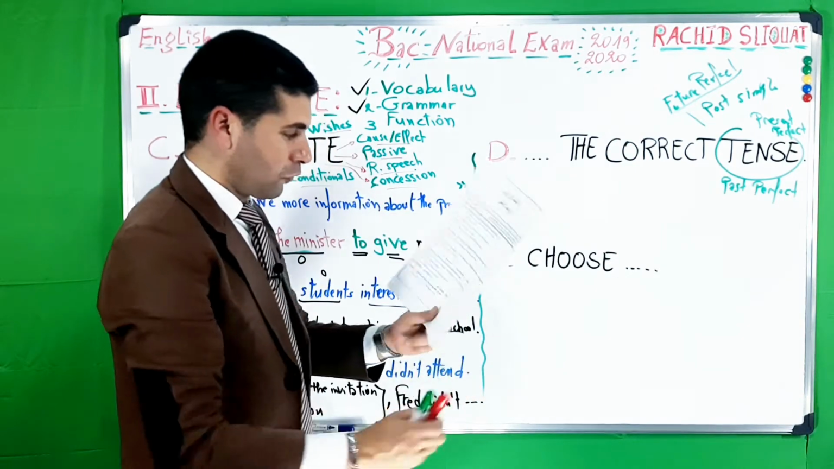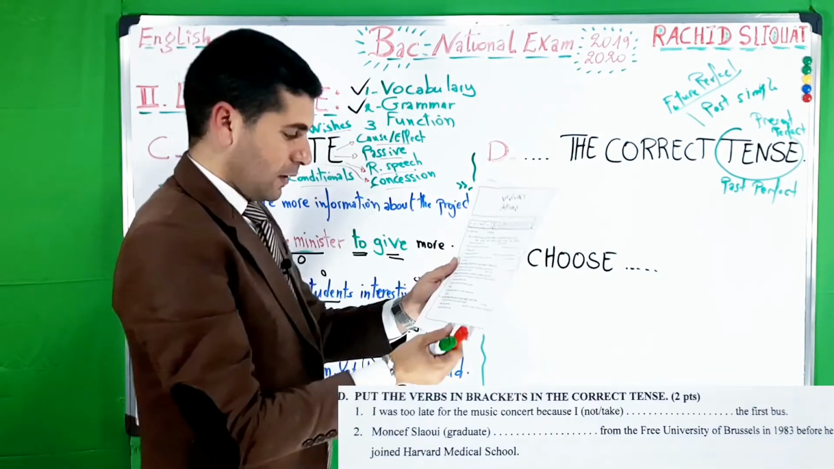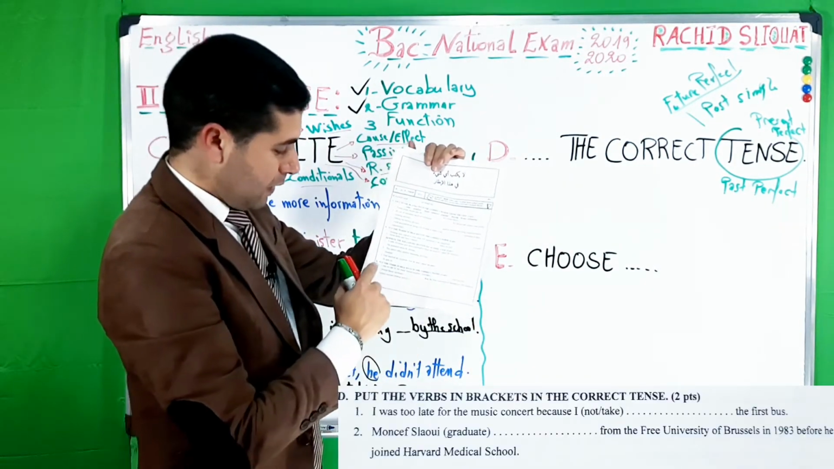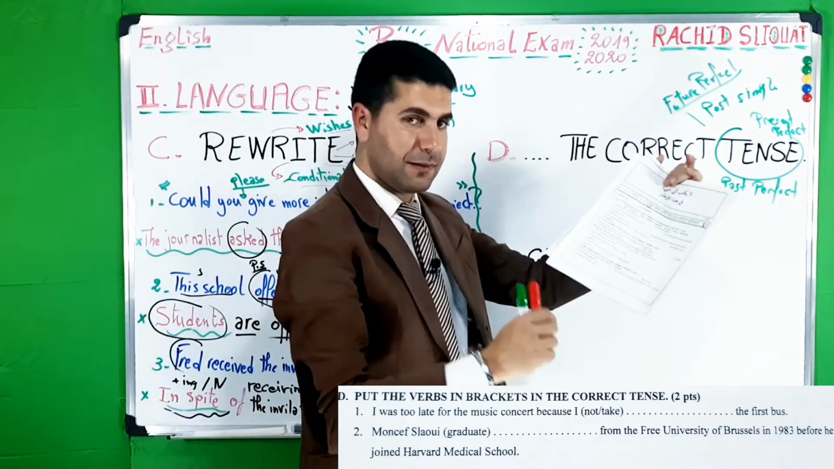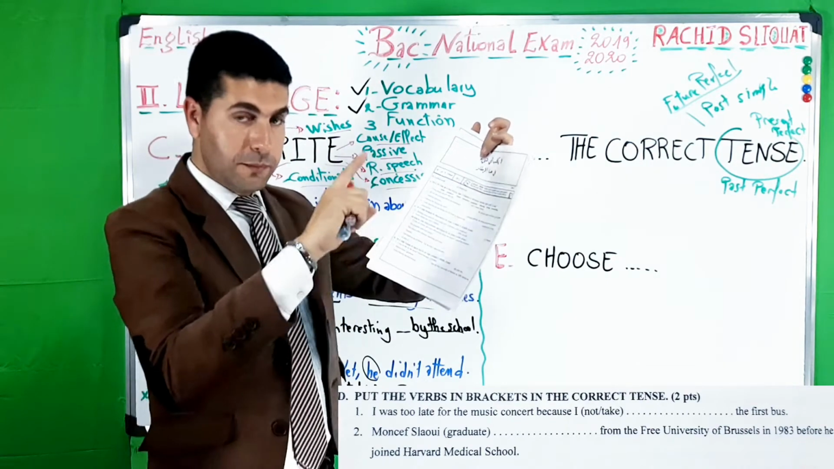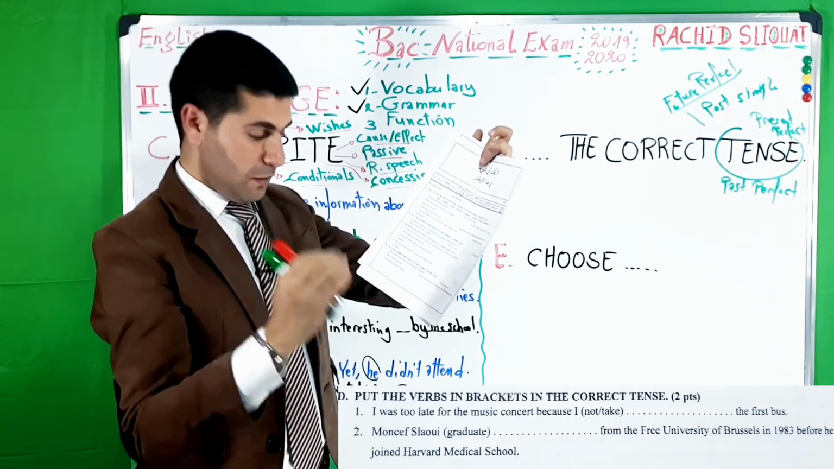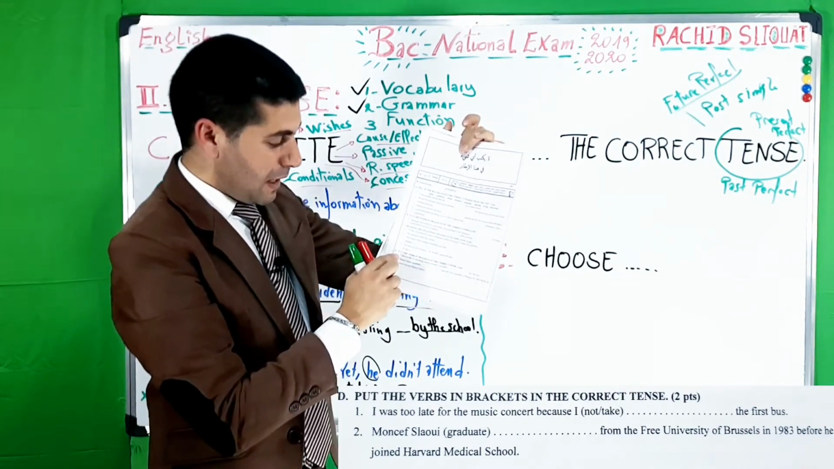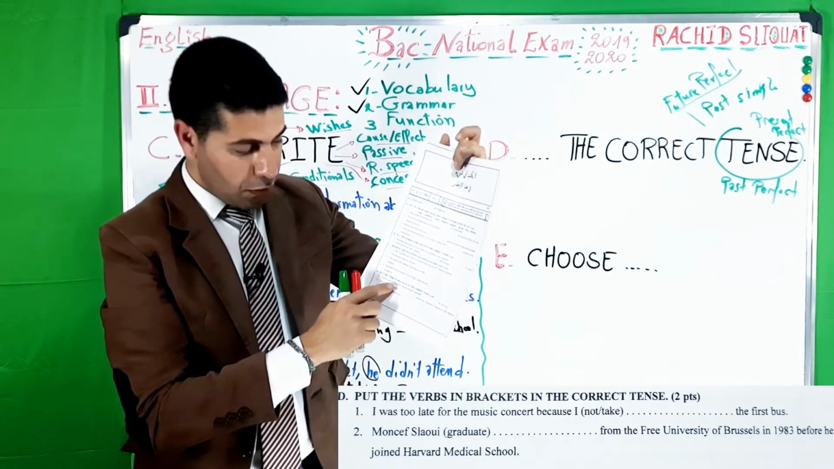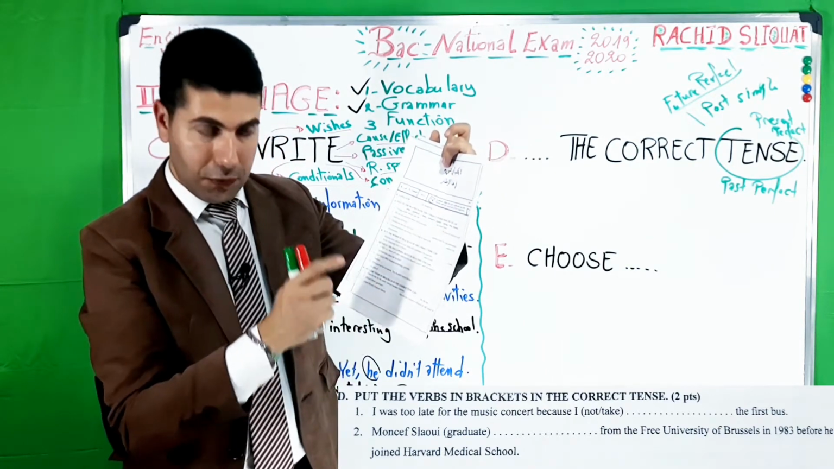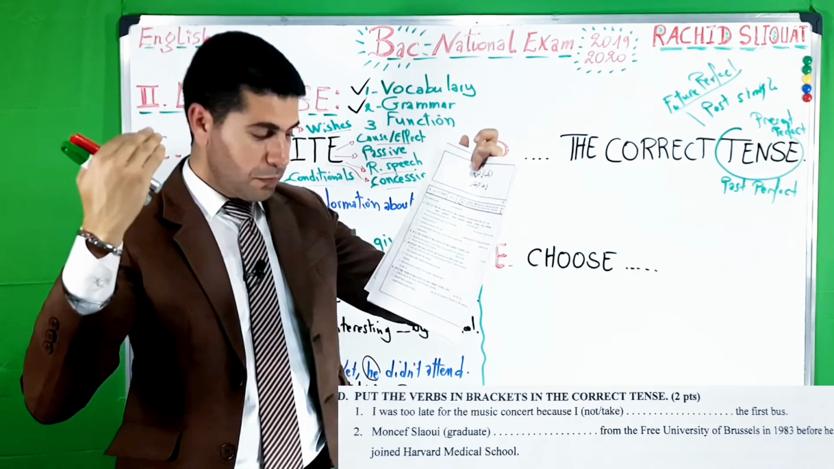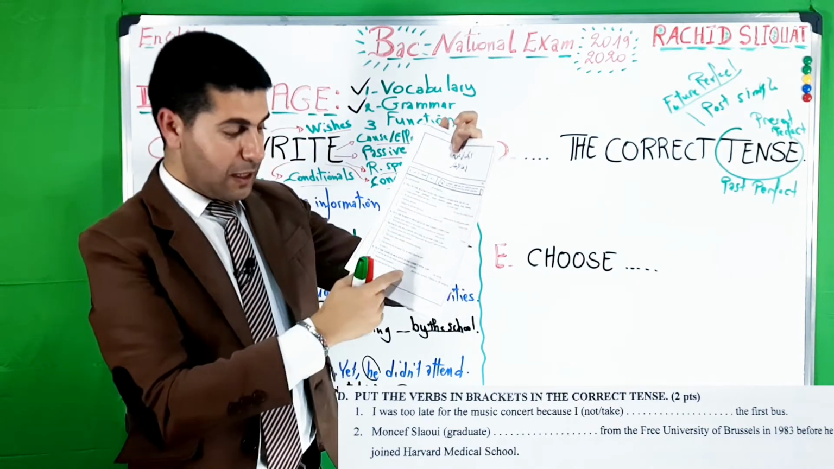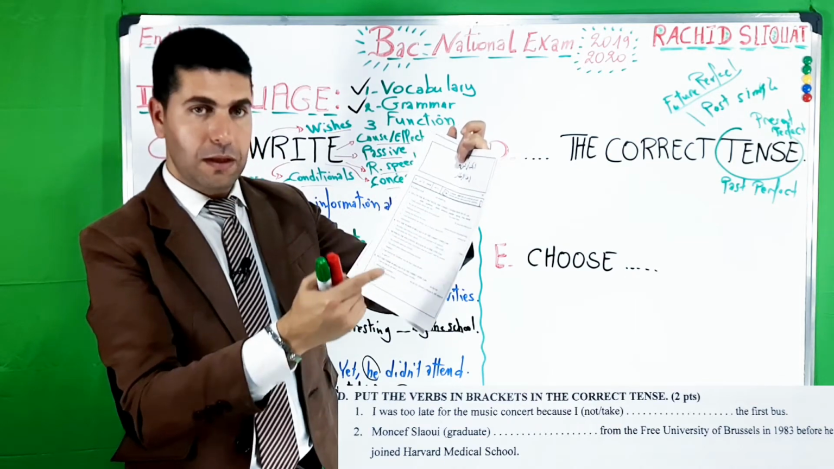So if we go to 2020, exercise D: put the verbs in brackets in the correct tense. Here they give you verbs in brackets and you put them in the correct tense. Let's see number one. I was too late for the music concert because I not take the first bus. This is past.